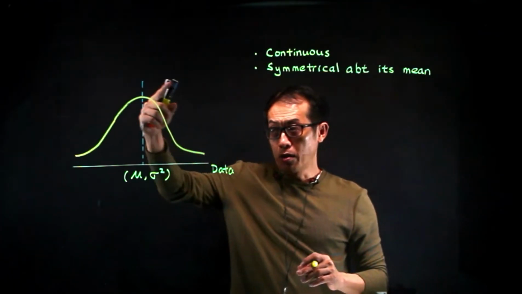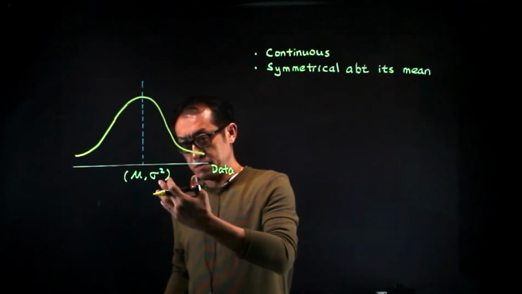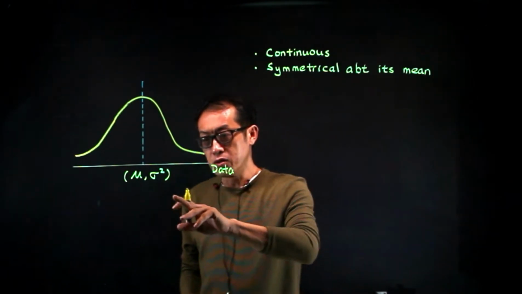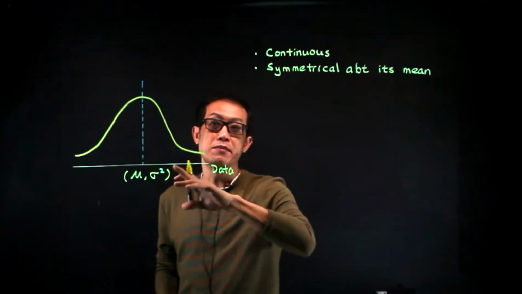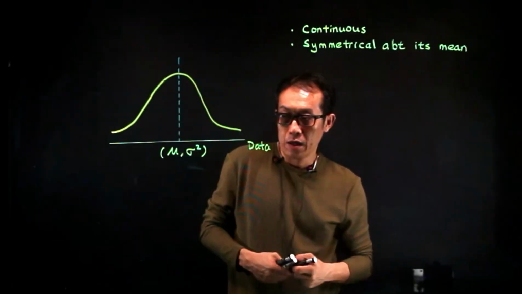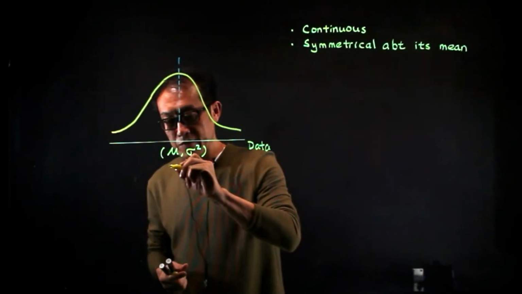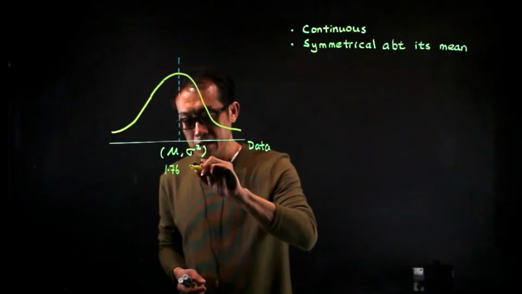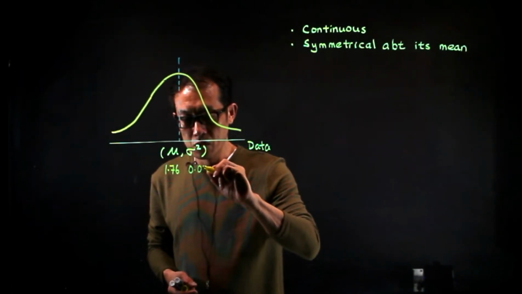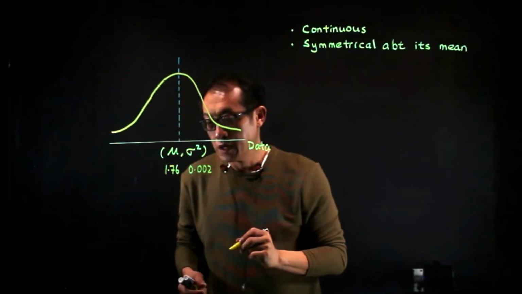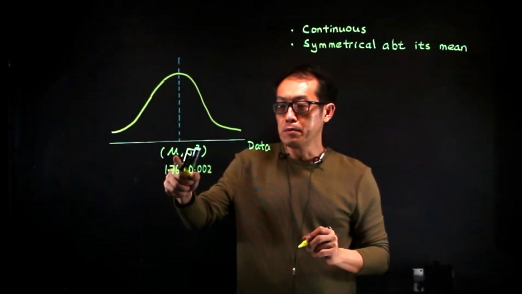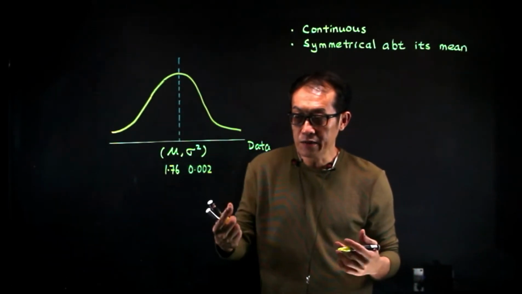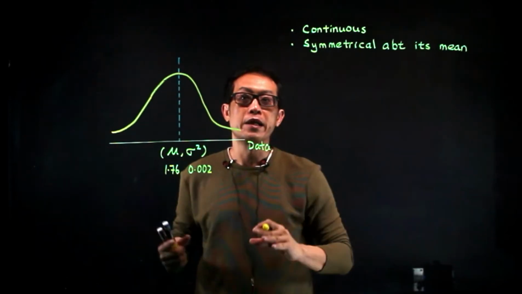Now, a normal distribution is defined by its mean and its standard deviation. The notation for standard deviation is sigma, whereas here it is sigma squared, which is the variance. Let's say the average height is 1.76, so the mean is 1.76, and the standard deviation is 0.002. The mean is the average. Then what does the standard deviation measure? The standard deviation measures how widely spread the data is.